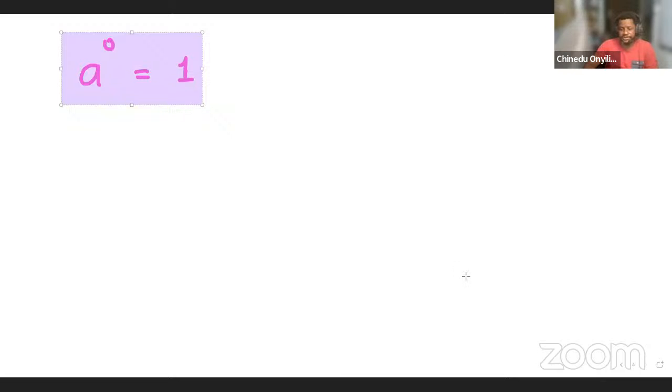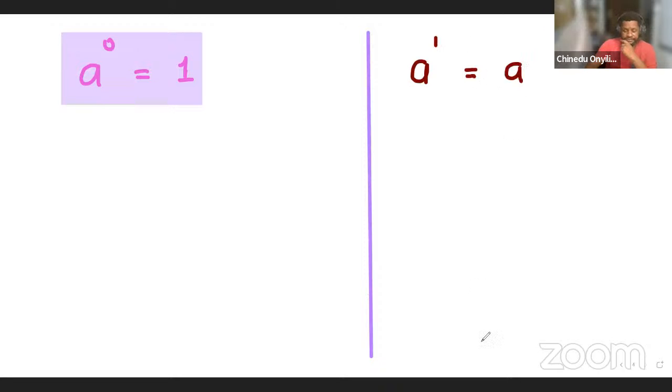Now there's another law, let me split my screen into two here like this. There's another one that looks similar to it, but not the same. Can you spot the difference? If you have a to the power 1, this is the same thing as a. That's another law. I just want you guys to try to remember this, and try not to confuse this one with the one on the left.